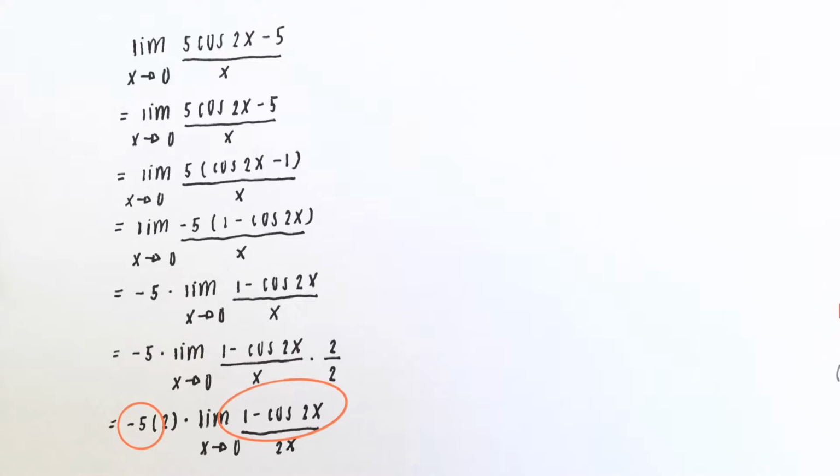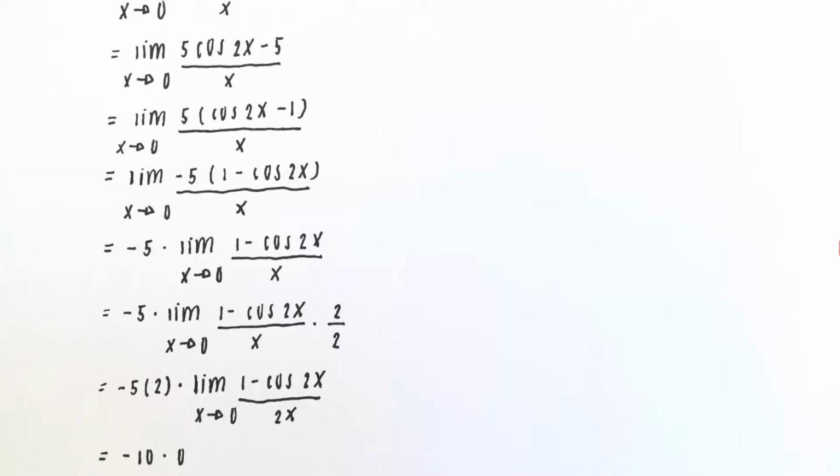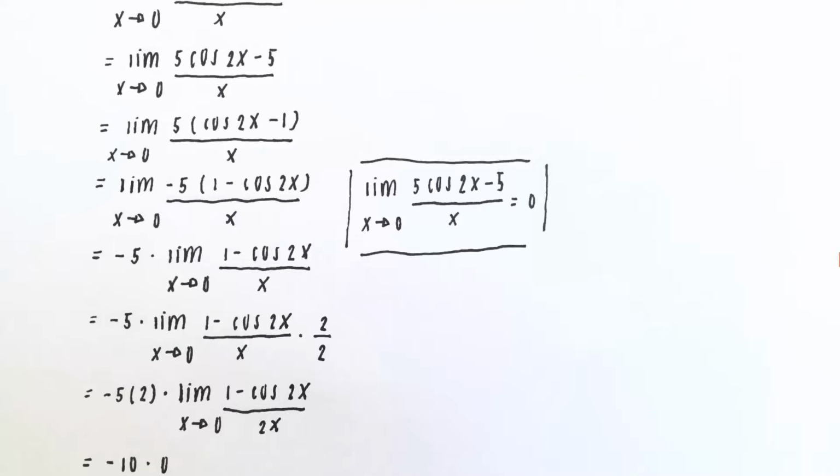And now we can move on to evaluate the function. Negative 10 multiplied to 0, because negative 5 multiplied to 2 equates to negative 10, and the limit of 1 minus cosine 2x all over 2x as x approaches 0 equates to 0. Rewrite the given with the answer.